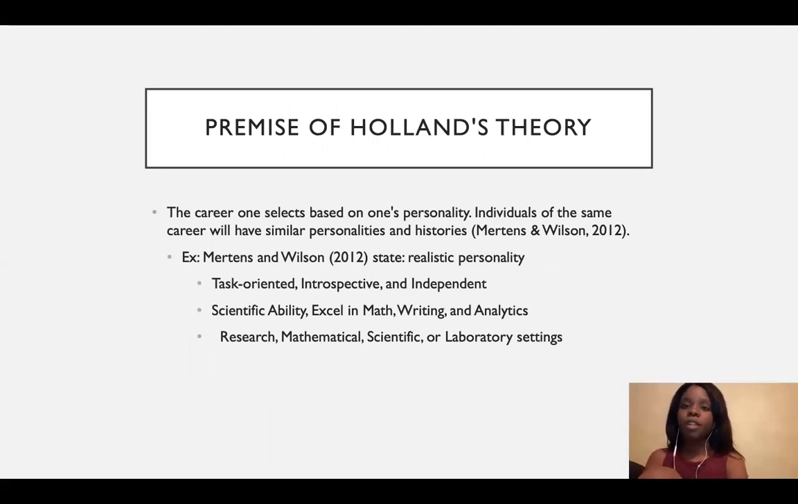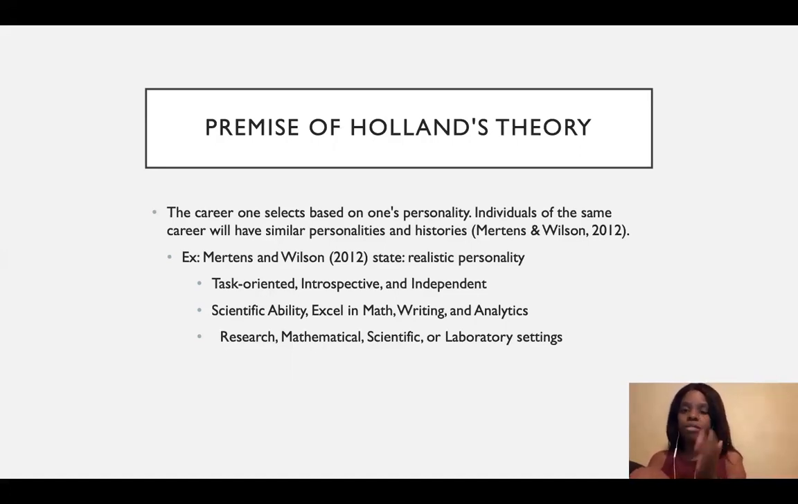The premise of Holland's theory is that how we express ourselves through our personality plays a role in how we choose our careers. Holland also believes that for our chosen careers, which relate to our personalities, we will meet those alike. What he means by that is that typically within our work environment, we will meet people with similar histories and personalities. Holland believes that there are 6 personality types. Those 6 personality types are realistic, investigative, artistic, social, enterprising, and conventional.